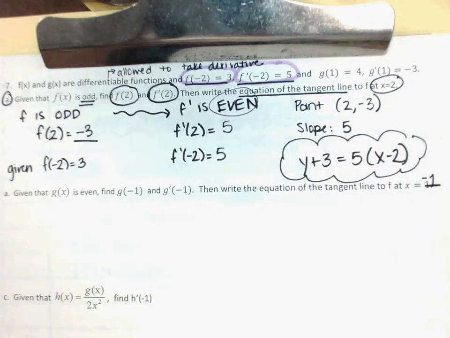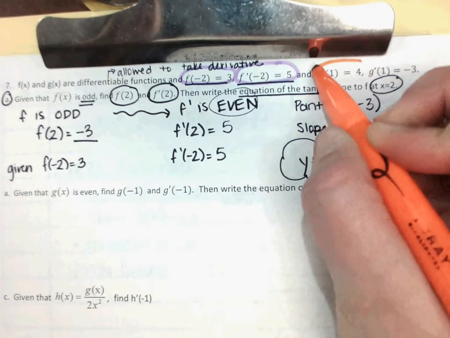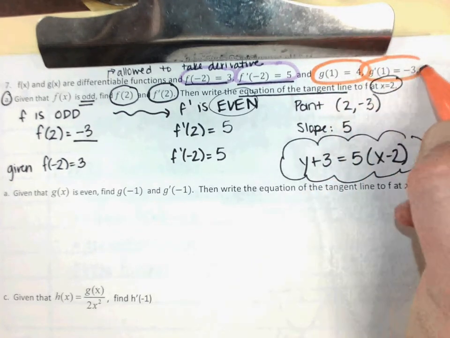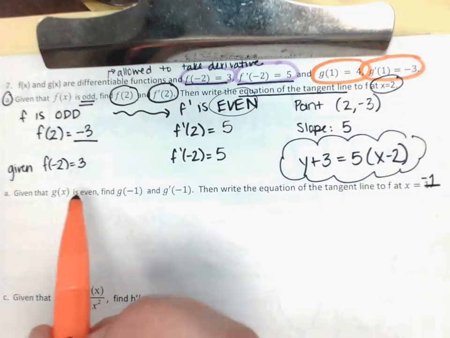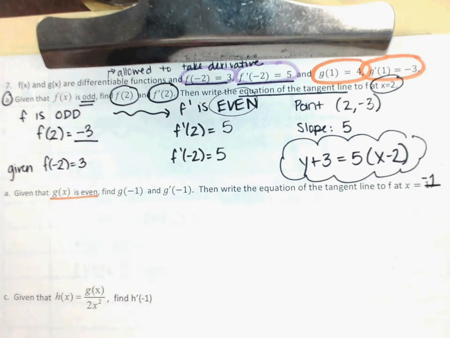Okay, now look. Your g info is right here. Okay, but they're telling you this time that g is even. So remember, when it's even, I do not change the sign on y, regardless of whether x changes sign. But then the derivative of g will be odd, and there you will change the sign. So do it. I'll give you a minute to write that out.